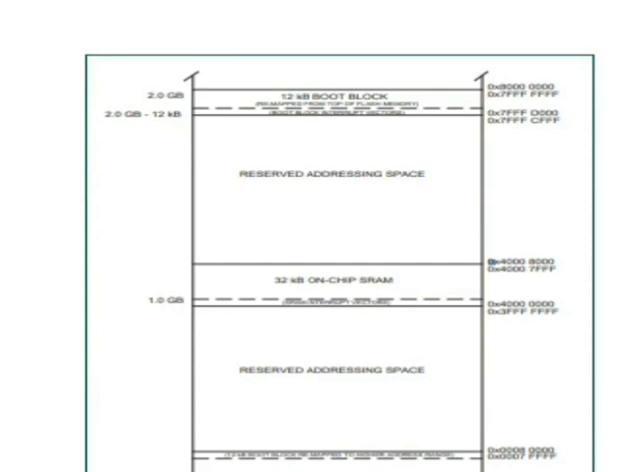map of lower memory, showing the remapped and unmapped areas, which has 512 KB flash memory, reserved addressing space, 32 KB on-chip SRAM, reserved addressing space again and 12 KB boot block.